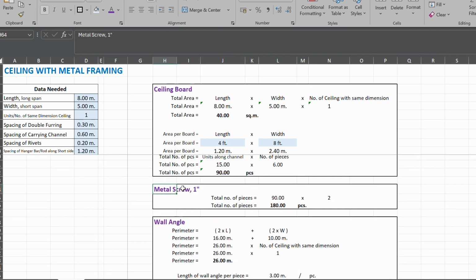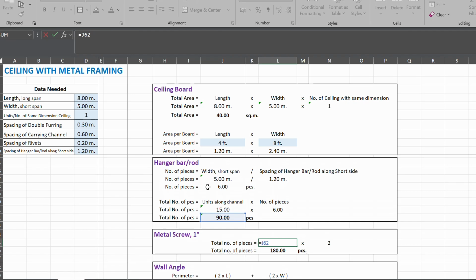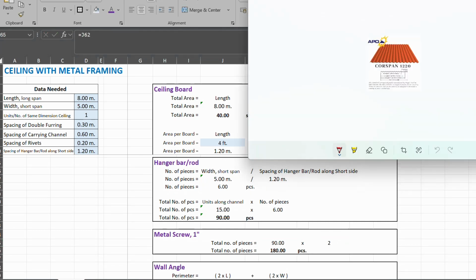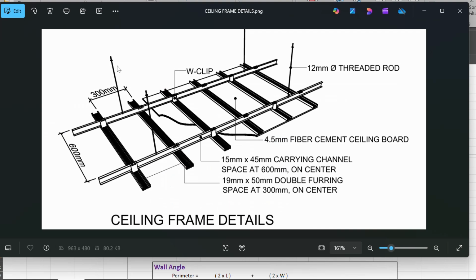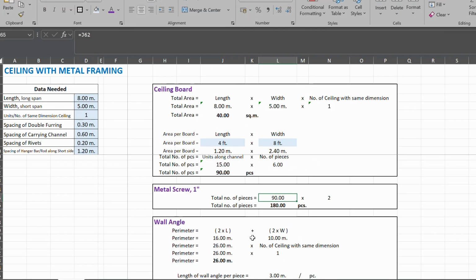So metal screw 1 inch, total number of pieces is this hanger bar, number of hanger bar times 2, kasi doon sa top tsaka sa bottom niya, I think. Please correct me if I'm wrong. Hindi pa ako nakatry.